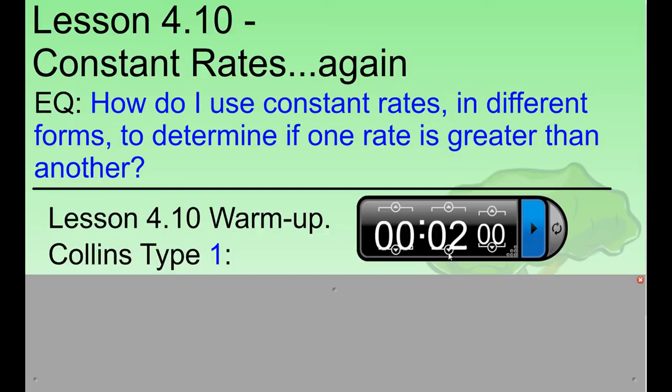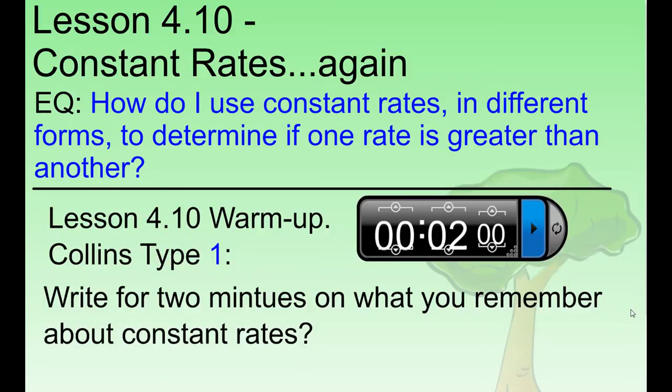And we have a type 1 for our warm-up here. It says, write for 2 minutes on what you remember about constant rates. So just give some thoughts, give some details about what you remember about constant rates. When you're ready to continue, let's move on to the vocabulary, hit play, and we'll move on.